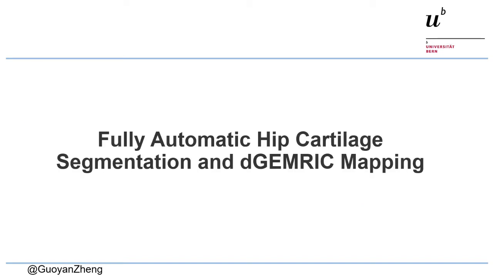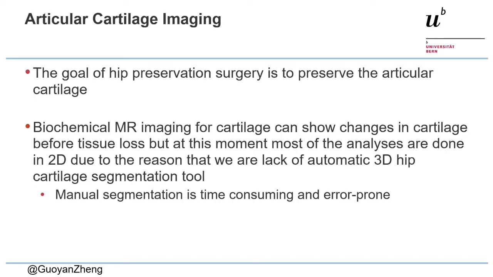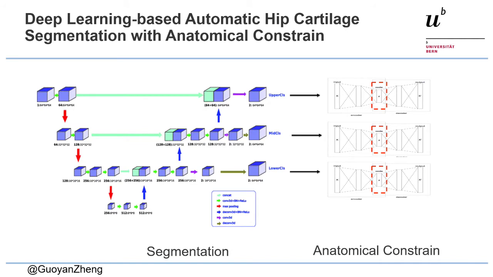The last work I want to talk about is fully automatic hip cartilage segmentation and dynamic mapping. I think the goal of hip preservation strategy is to preserve the articular cartilage. Biomechanical MRI imaging of cartilage can show changes in cartilage before tissue loss, but at this moment, most of the analysis is done in 2D because we lack an automatic hip cartilage segmentation tool. Manual segmentation is very time-consuming and error-prone. So again, this is why we developed deep learning-based automatic hip cartilage segmentation with anatomical constraint.